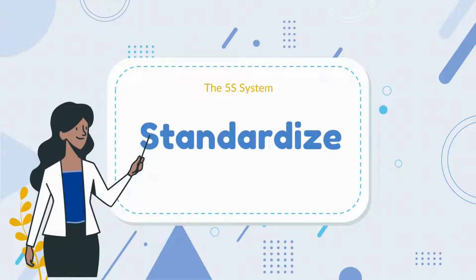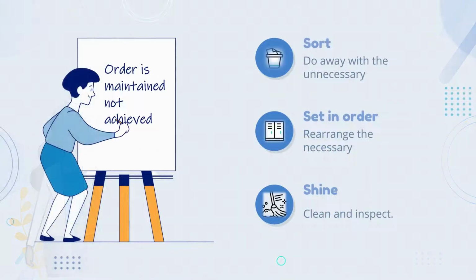Today we are taking a look at the fourth step of the 5S system, Standardize. In our previous videos covering the topic of 5S, we learned how to properly sort, set in order, and shine. However, order is maintained, not achieved. That means that all the work done in the first 3S steps is never done once and for all. It must be maintained daily and sustained in the organization as a way of life.